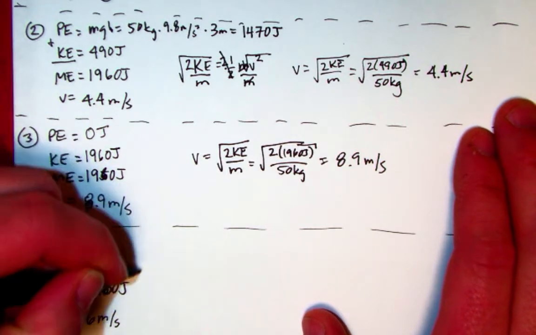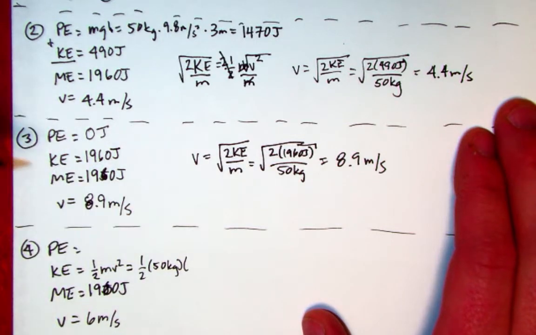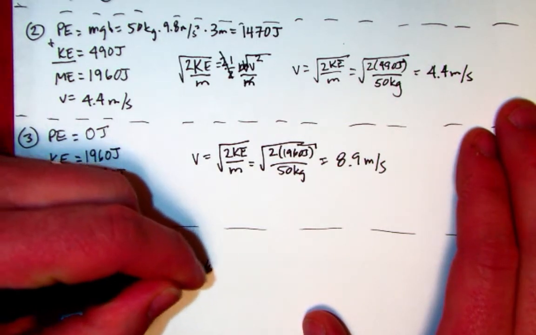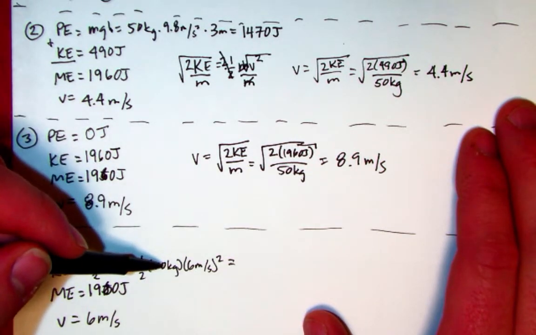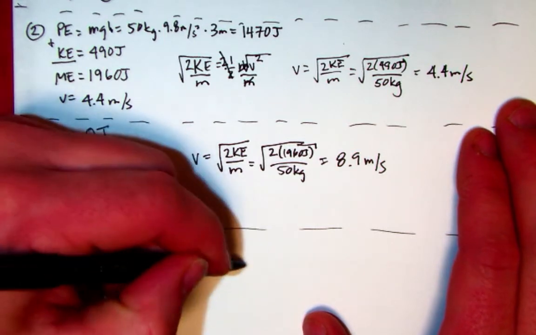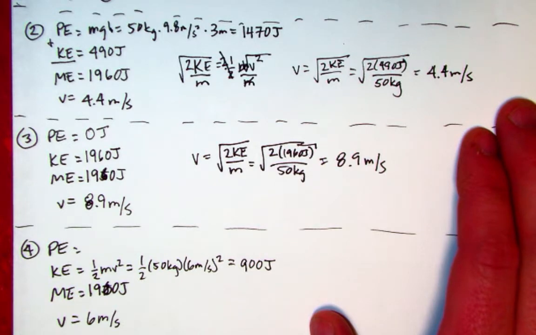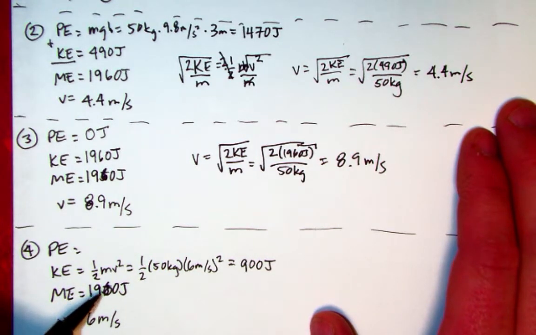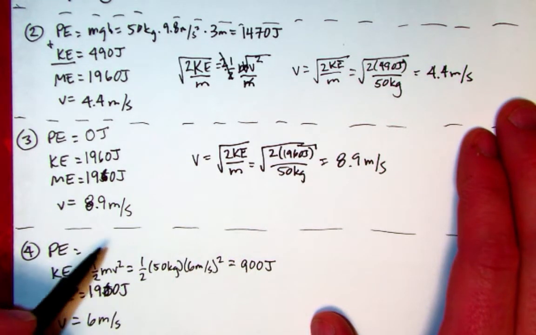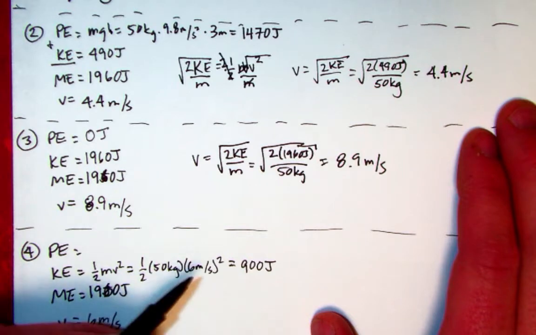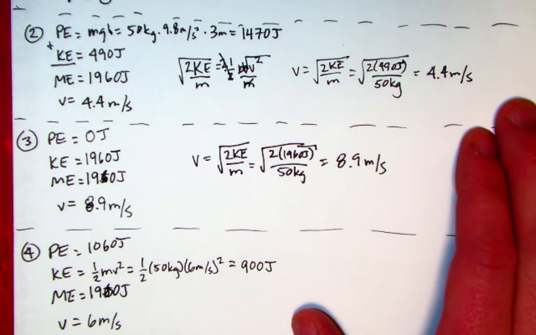And I plug in my numbers, 1/2 times 50 kilograms times 6 meters per second squared. And that's going to be 1/2 times 50 is 25 times 36. That's 900 joules of kinetic energy. Now if I have a total energy of 1960 and I have 900 joules of kinetic energy, the remainder must be right here. 1960 minus 900 is 1060 joules of potential energy.